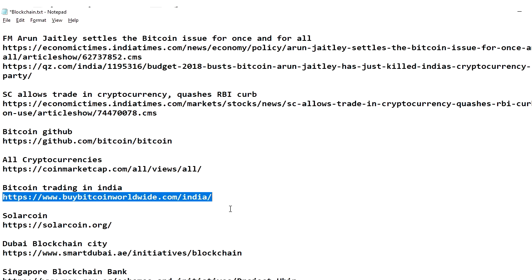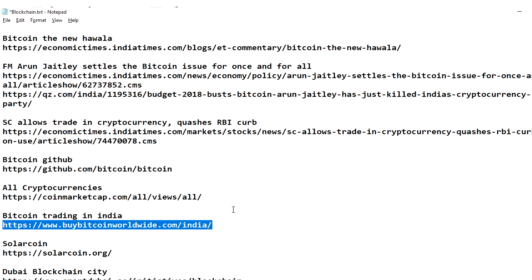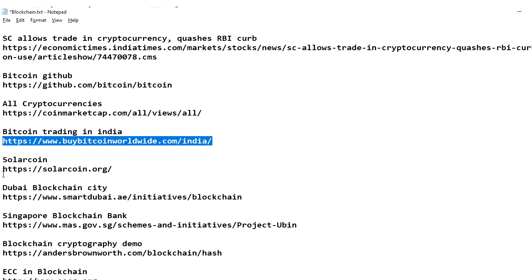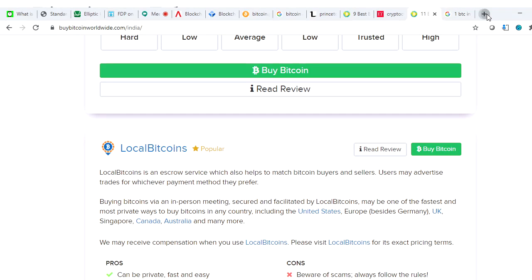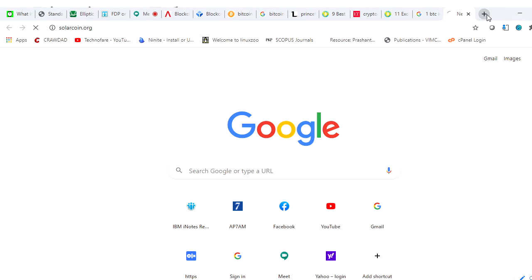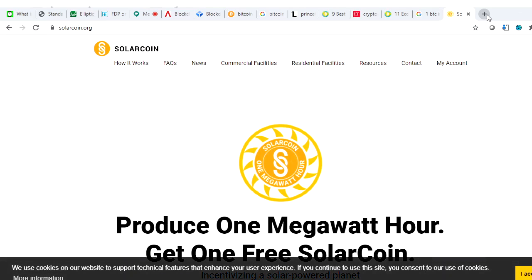Next, is Bitcoin the only thing available in cryptocurrency? No, not like that. You can create your own cryptocurrency. For example, around 4 or 5 years back, this cryptocurrency achieved significant maturity. Look here. In Australia, there is a solar company which produces electricity with solar panels. This solar company is issuing solar coins.